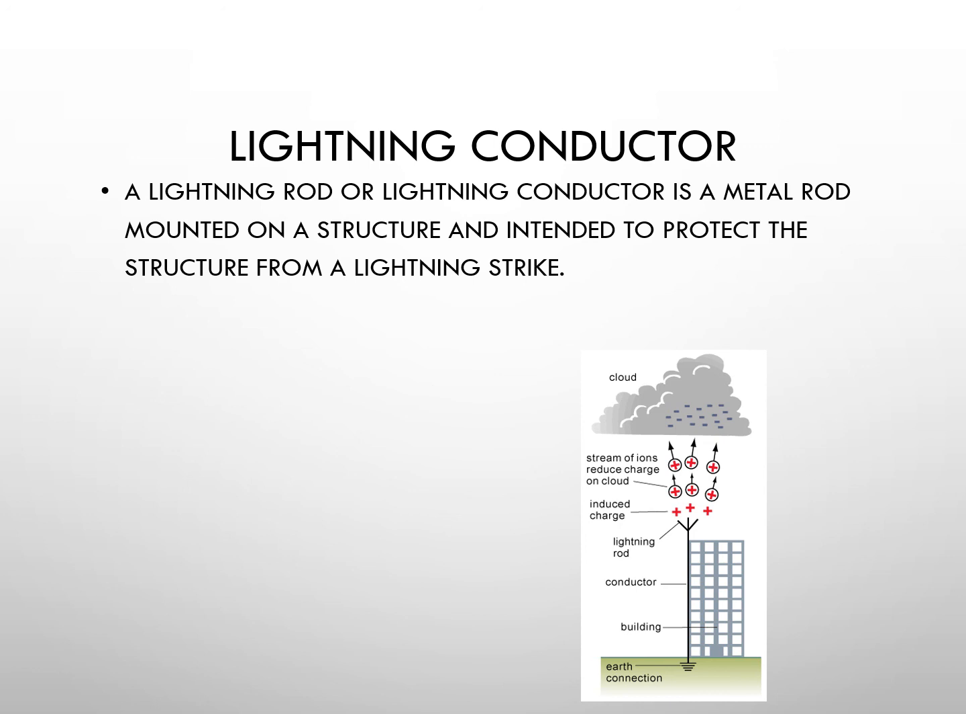When a charged cloud passes over the building, an opposite charge is induced on the spikes. This charge passes to the earth through the copper rod. Thus, the lightning spark is prevented and the building is saved from the damage.